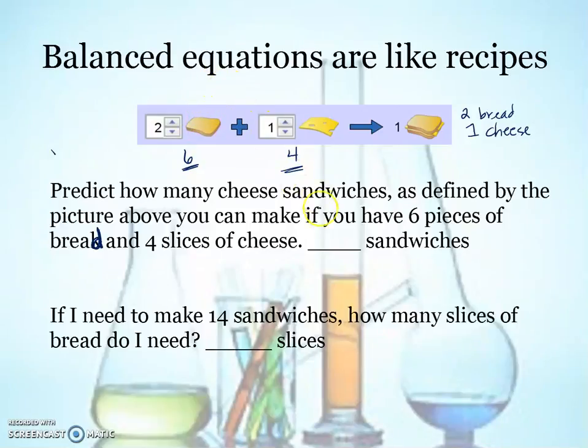the most total sandwiches I can make would be 3. If I need to make 14 sandwiches, how many slices of bread would I need? Well, each sandwich needs 2 pieces of bread, so I would need a total of 28 slices. So that would be our mole ratio here, a 2 to 1 ratio for every 1 sandwich that we make. We call those our mole ratio, our coefficients.